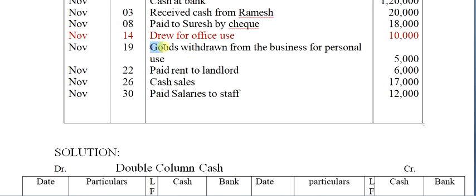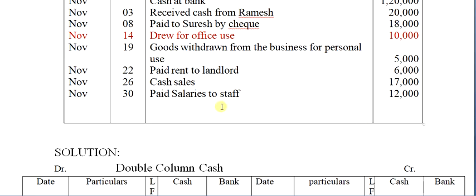Moving on to the next point, November 19th, goods withdrawn from business for personal use. This transaction will not affect the cash book because we are not withdrawing cash. Listen here, we are not withdrawing cash or withdrawing through check from the bank. It is goods withdrawn. Ignore this point of 5,000. It will appear only in the stock books.